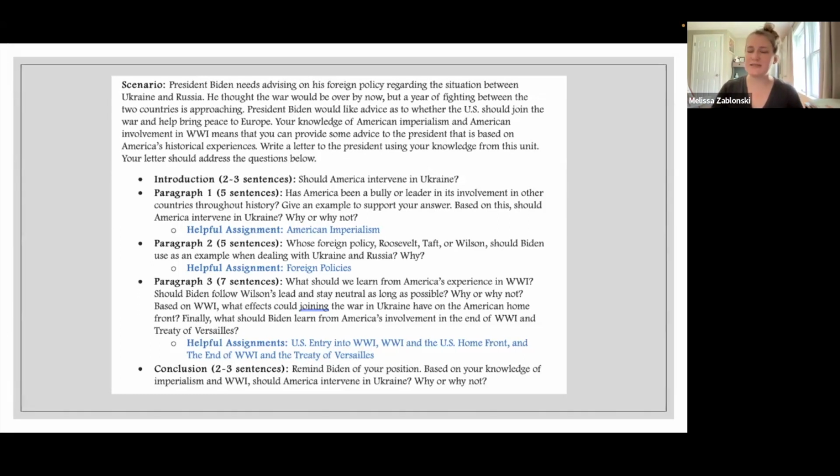Students really got into this. They really seem to like letter writing, especially. They liked this activity because they took their historical knowledge, acted like experts, and were able to tell the president what they think he should do in the situation. And they actually had historical reasoning to back up their arguments.